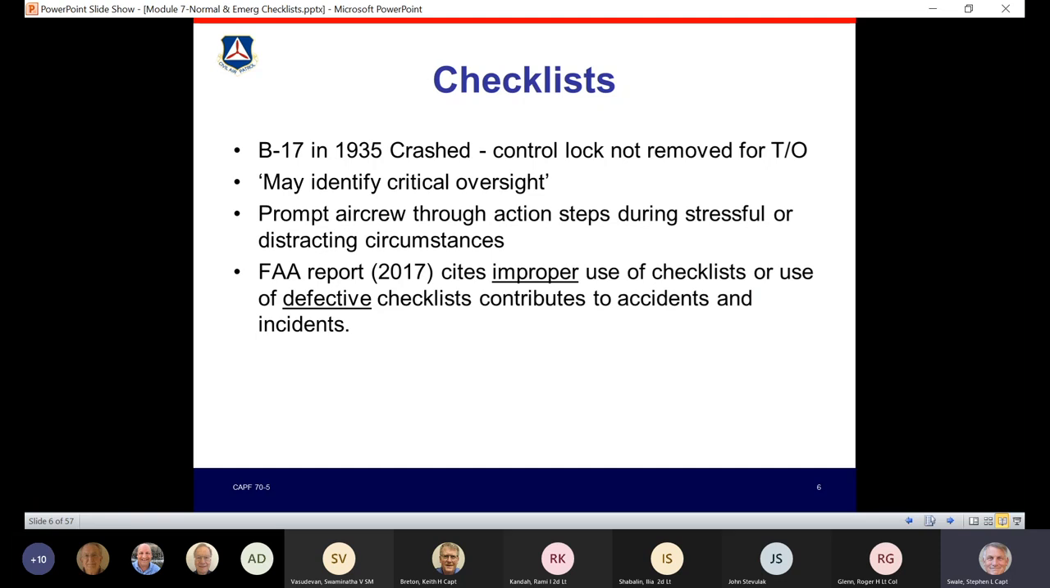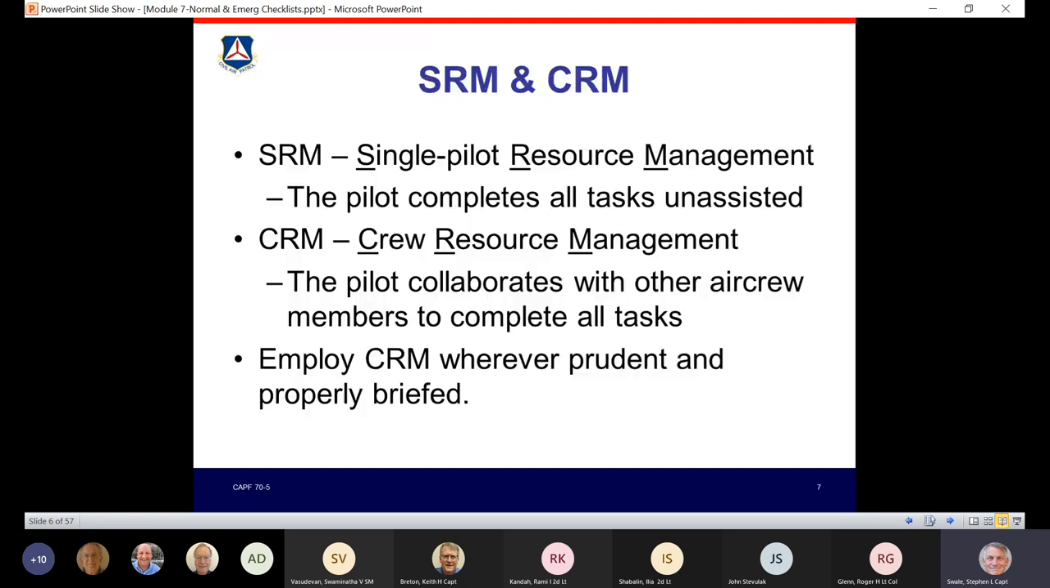So it's like power tools. You've got to use the right one, and you have to know how to use it. Otherwise, some bad things can happen.